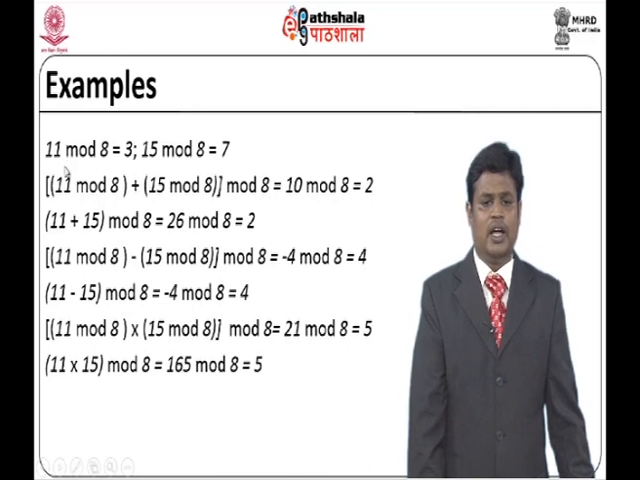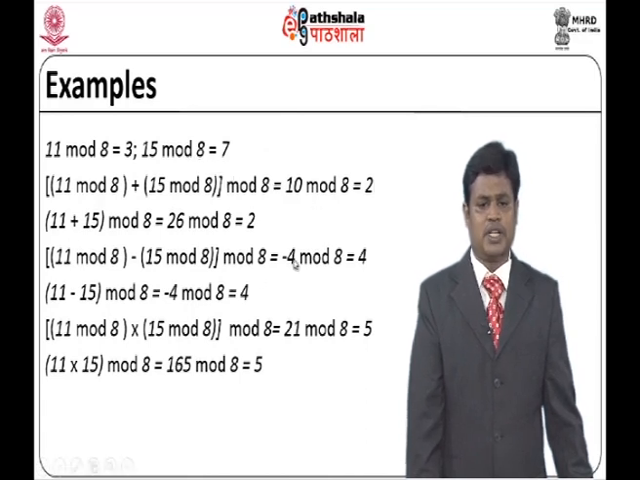Let us take 11 mod 8 is 3, 15 mod 8 is 7. Suppose I am going to add 11 mod 8 plus 15 mod 8, I can directly do 3 plus 7, because we already know that 11 mod 8 is 3 and 15 mod 8 is 7. So we can say that 10 mod 8 is 2. Similarly for subtraction, minus 4 mod 8, that is 8 minus 4, we get 4. That is because it's an additive inverse, so we take the mod of minus 4.